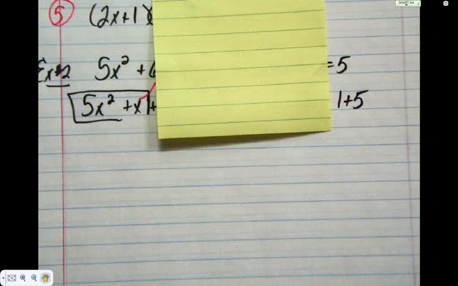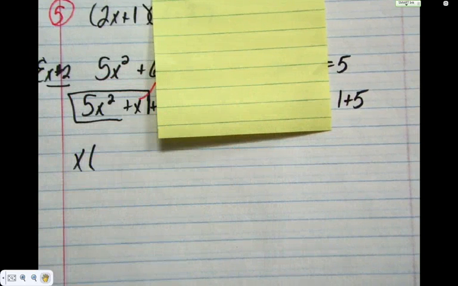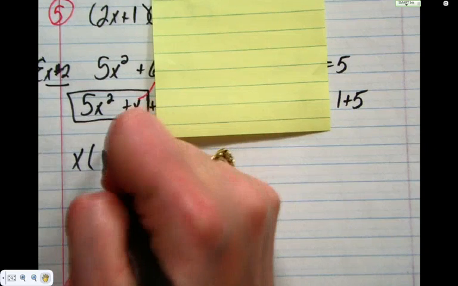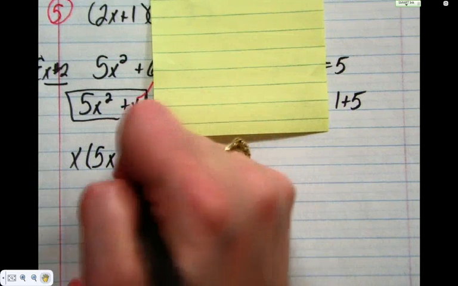If your brain's like, whoa, now that's a lot, just look at the first two. What's common between 5x squared and x? X. Okay, so factor out the common factor means we're dividing each of these by x. 5x squared divided by x. X divided by x.